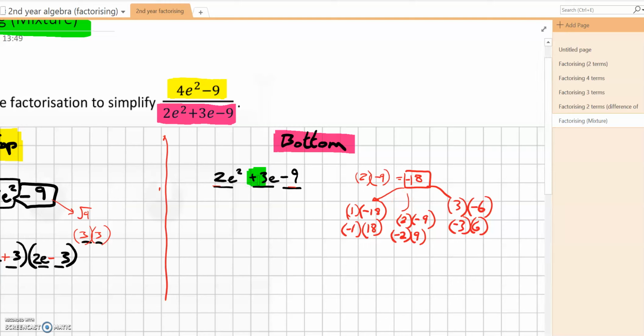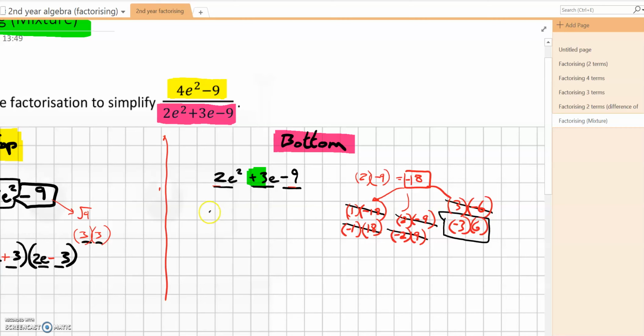3. Can I get 3 from 1 and minus 18? No, that'll give me minus 17. Minus 1 and 18? No, that'll give me 17. 2 minus 9, that's minus 7, so it's not that. Minus 2, 9, that's 7, it's not that. 3 minus 6, that's minus 3, not that. Minus 3 plus 6, that'll give me 3. So that's the pair I want to use.